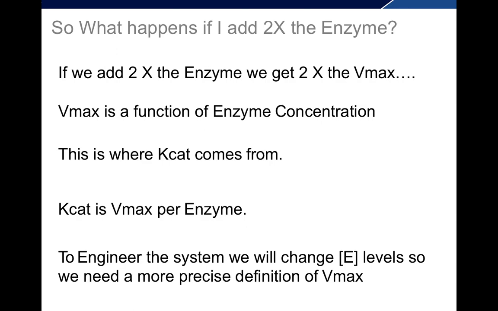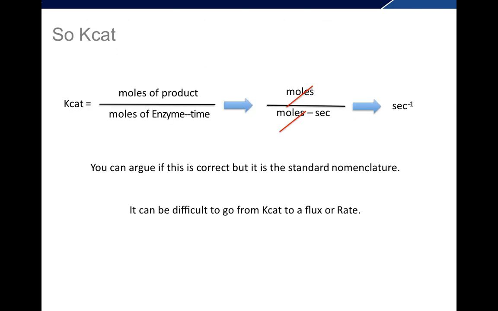So to engineer the system, though, we need to be able to change the enzyme levels. So we need to be able to keep track of how much enzyme we have. We can't just cancel it out, because that's actually what we're able to change in the system to be able to increase the rate, right? We increase expression, we increase enzyme. So this is why in this analysis, we're doing a more precise definition of Vmax.